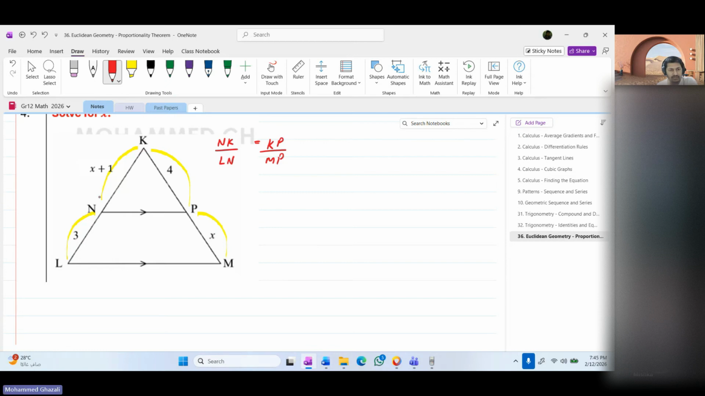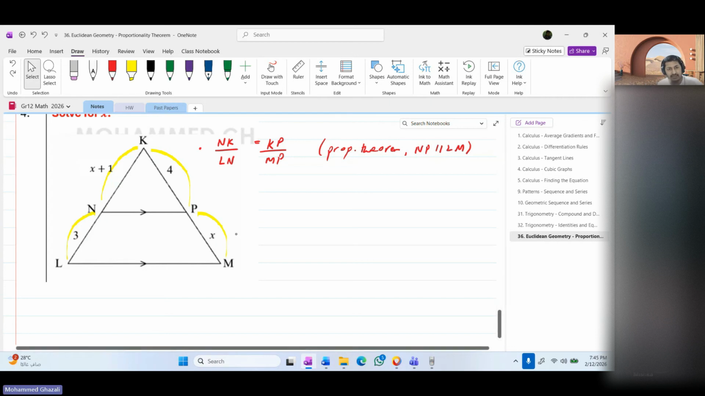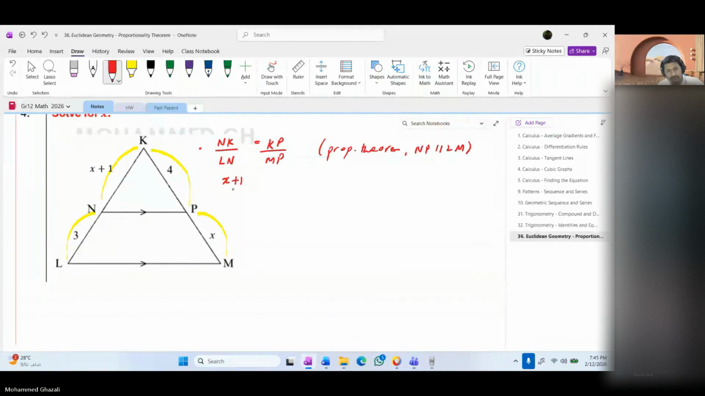Later on we just need to write (x + 1) over 3 equals 4 over x. Now the reason we write here is the proportionality theorem, because NP is parallel to LM. Now we substitute all the variables and we solve, okay? Let's substitute the variables. (x + 1) over 3 is equal to 4 over x. So we have provided the reason, and now we are solving this.